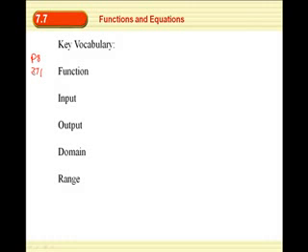Okay, so let's get some definitions in. A function is a pairing of each number in a given set with exactly one number in another set. So it is a pairing of two numbers. Okay, inputs. Starting with a number called the input. The input is a starting number.